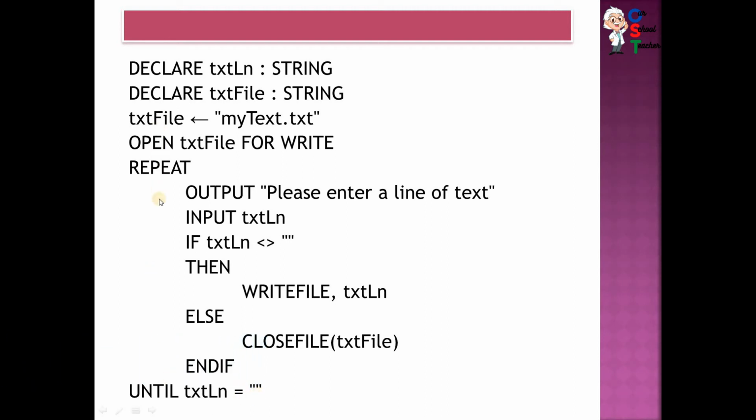So what is happening here? Let's see. The repeat until loop has been started. Then inside the body, output, please enter a line of text. This is a prompt, right? And after this, input is being taken, in TextLine. The TextLine variable was declared as a string. So in this, input is being taken.